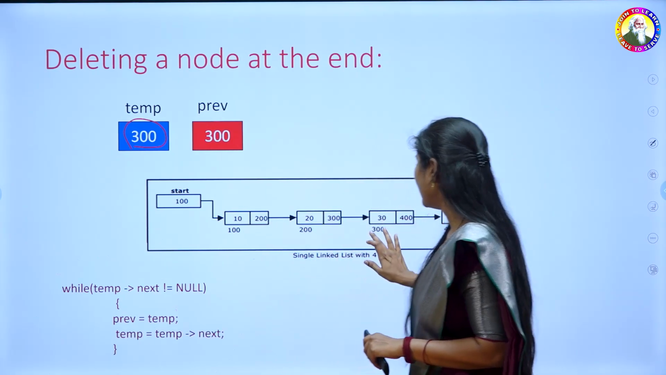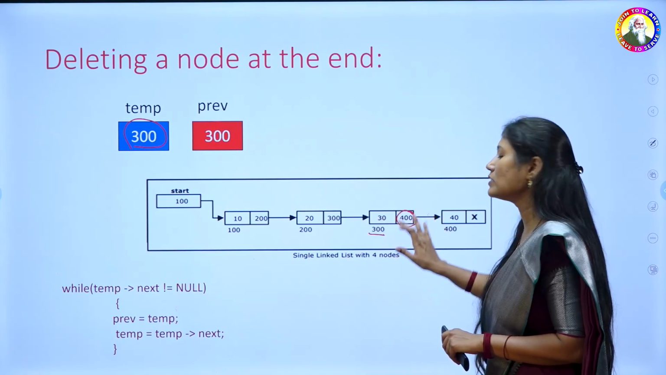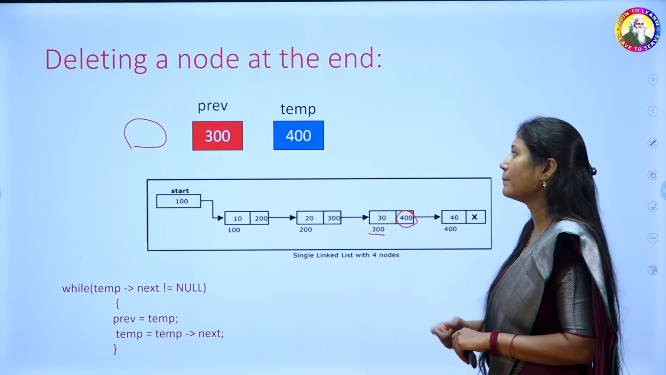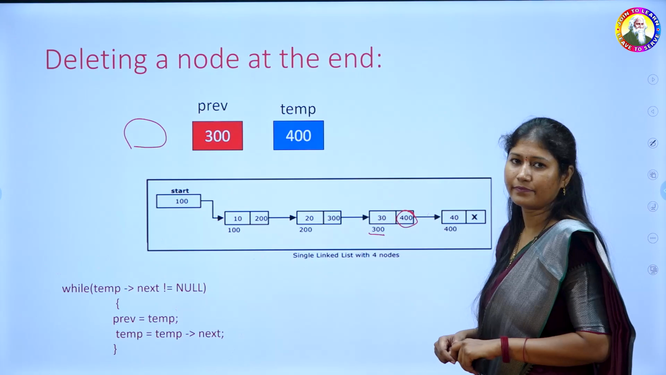So what I have to do? 300. 300 next value is 400. I'm going to change that temp value as the 400. Done.